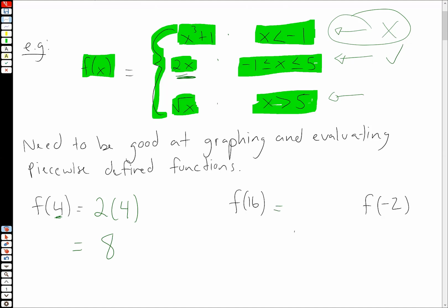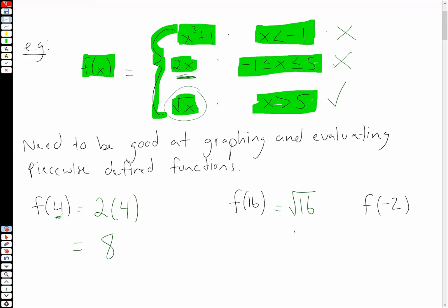Let's try f of 16. So again, we're going to do the same thing. We're plugging 16 into this function now. So which inequality does 16 fit in? So is 16 less than minus 1? No. Is it greater than minus 1 and less than 5? No. Is it greater than 5? For sure. Okay, so we're plugging 16 into this piece right here, square root. So we get the square root of 16, which is 4. And look at me forgetting to box my answers.